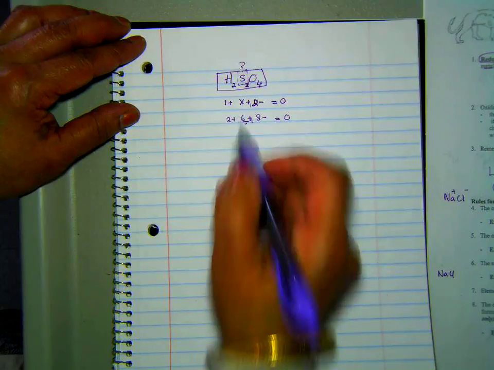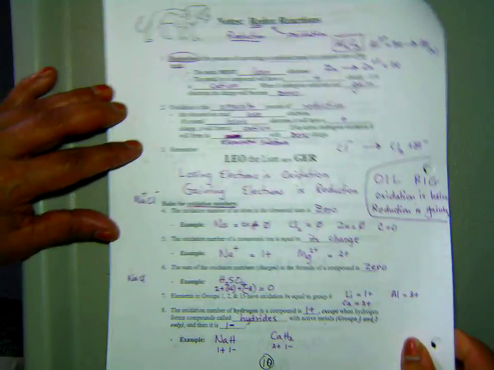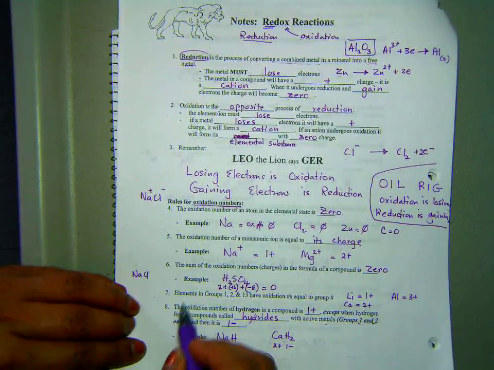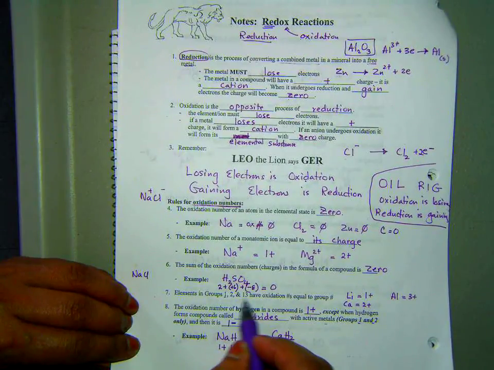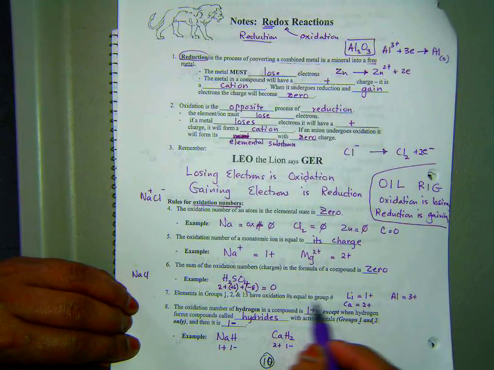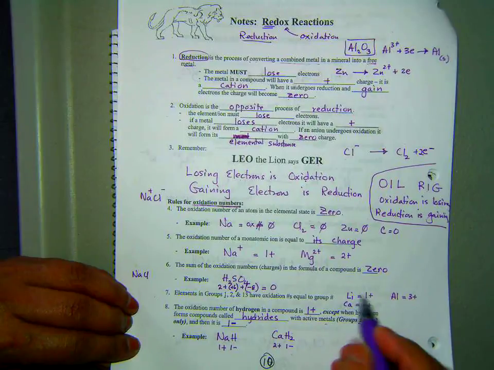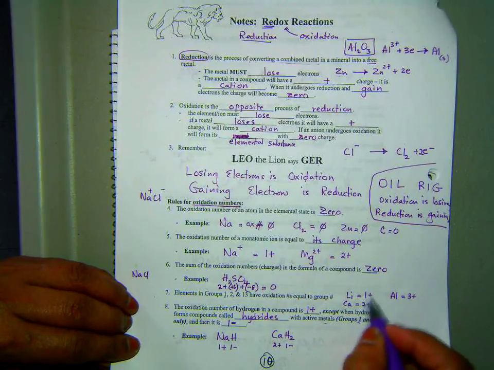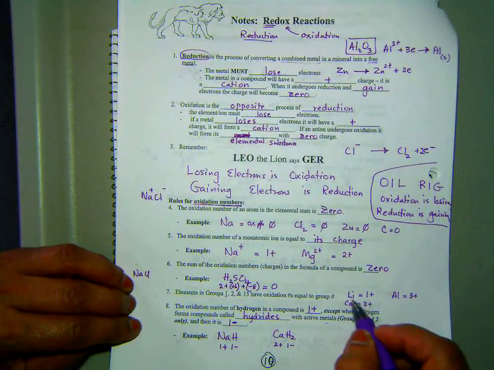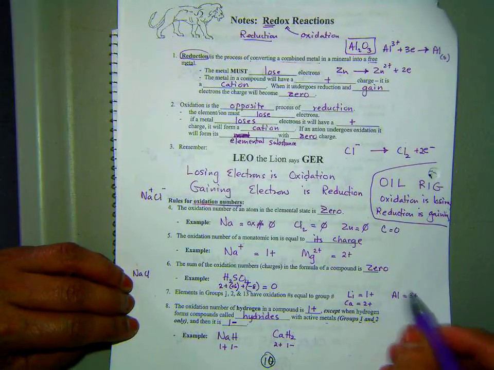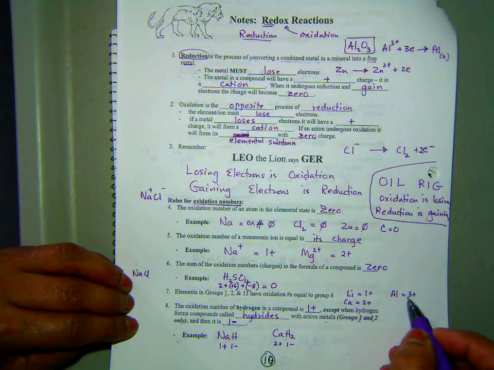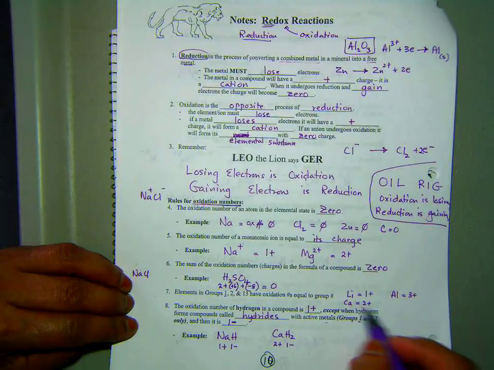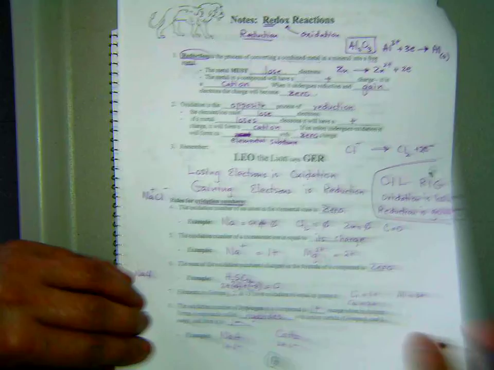Okay, right. So elements in group 1, 2 and 13 have oxidation numbers equal to group number. For example, if it is lithium, it will be 1 plus. In a compound, in a formula, if you see lithium, always it is 1 plus. If you see aluminum, it is 3 plus. If you see calcium, it is 2 plus, like that. Okay, so turn the page.